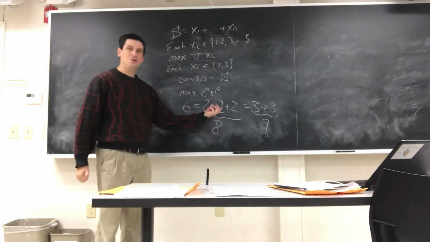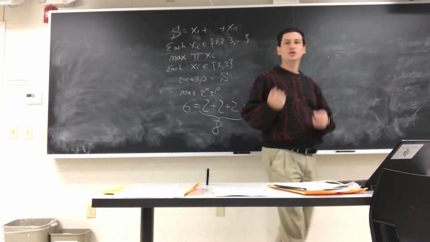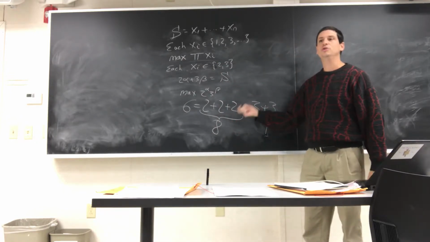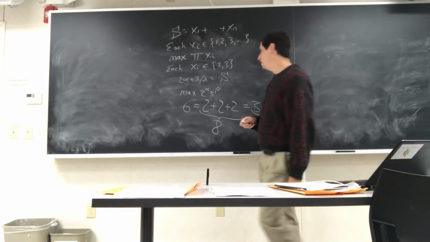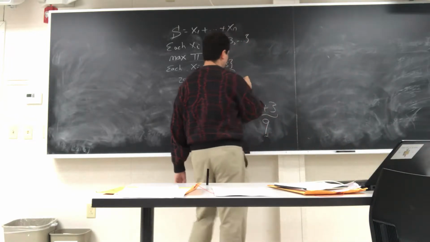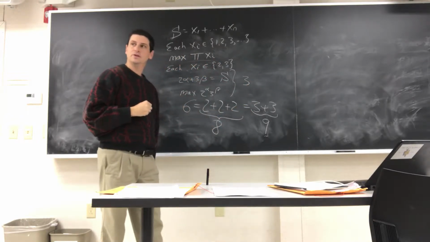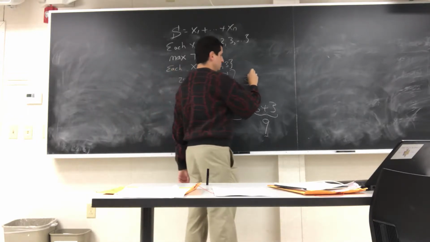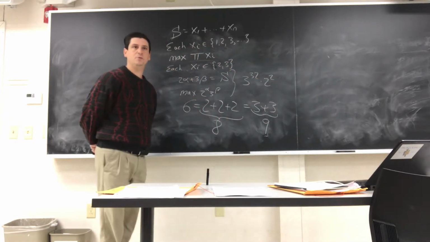So if you multiply 2 plus 2 plus 2, if you multiply the 3 2's, you get 8. If you multiply the 2 3's, you get 9. So whenever you have 3 2's, you would always want to replace it with 2 3's. And so, in fact, we don't need to do any of this. It's going to just be 3 to the 32 times 2 squared. That will be the maximum product.